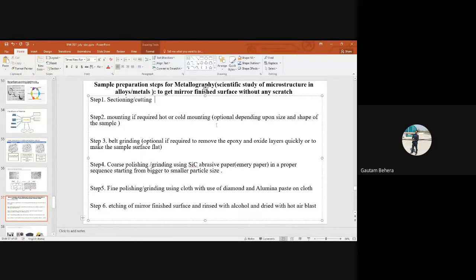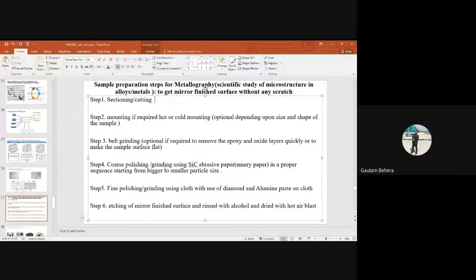So mounting is optional. The next step is belt grinding. So belt grinding, this is also optional. It is not always required. Belt grinding means there will be a motor and a belt which will be rotating. You can remove the epoxies present on the sample after mounting, or you can remove the oxide layer present on the samples, and it will be a very fast step. You can easily do that within a limited period of time. You can make the sample flat also by doing belt grinding. So this is also optional. But next step 4 is what?